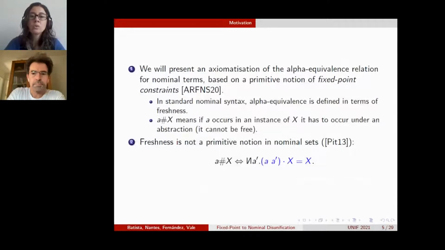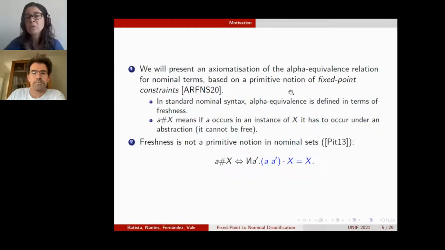Basically, we start by presenting an axiomatization of the alpha equivalence relation for nominal terms based on a primitive notion of fixed point constraints. We are in the session on nominal techniques, so it's well known that alpha equivalence in the nominal syntax is implemented using freshness. So for instance, A is fresh for X means that if A occurs in an instance of X, it has to occur under an abstraction, so A cannot be free.